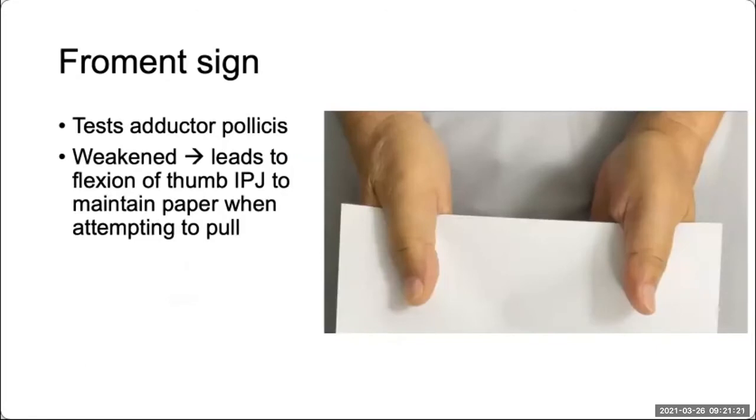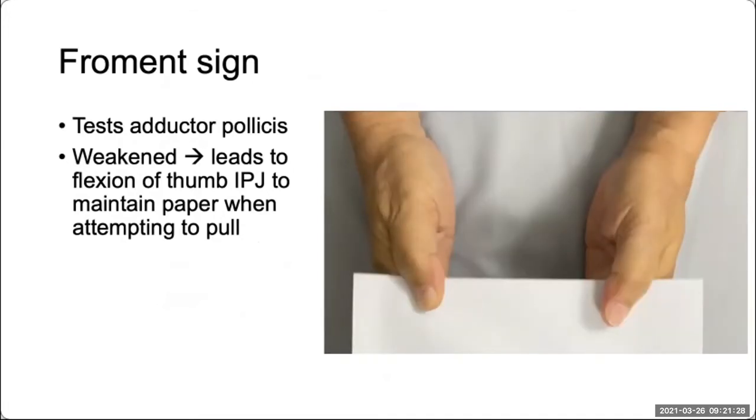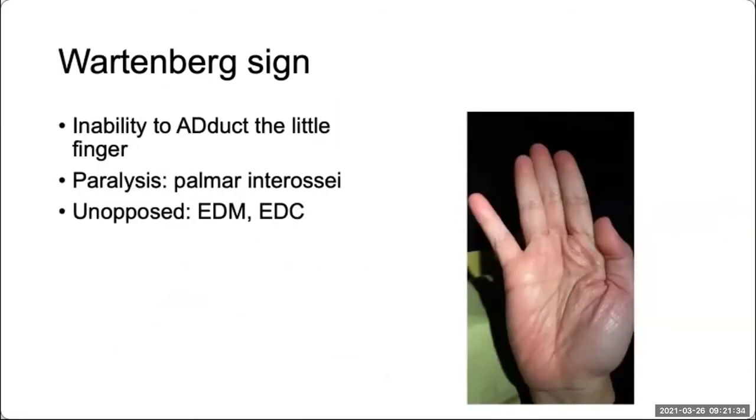Observe this patient's left thumb. A positive Froment is seen when IPJ flexion is seen when the patient tries to hold a piece of paper while the examiner attempts to pull it away. Wartenberg sign is inability to adduct the little finger.